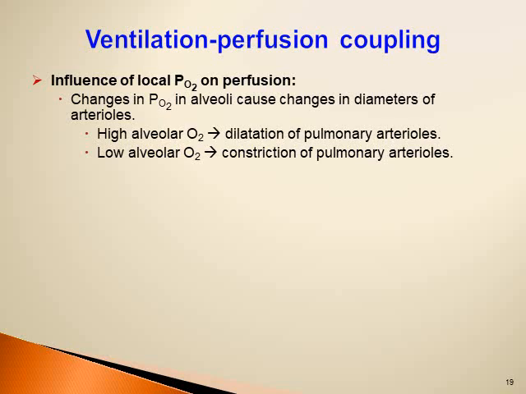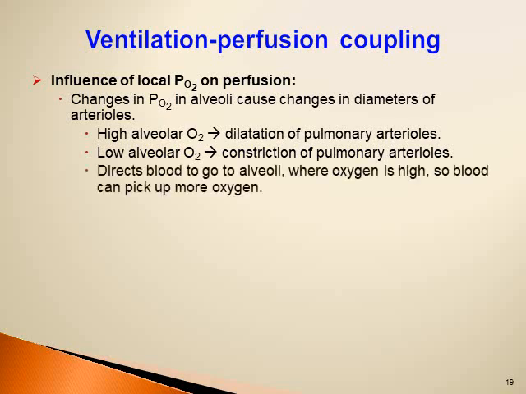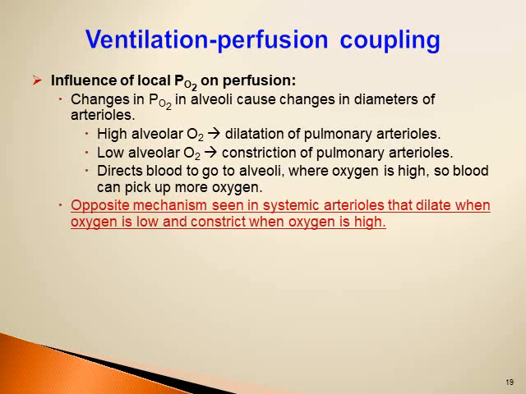So alveoli with poor ventilation that contain low oxygen will receive less blood flow, and the blood flow will be diverted to better ventilated alveoli. This directs blood to go to alveoli where oxygen is high, so blood can pick up more oxygen. So it will make the process of external respiration more efficient. Opposite mechanisms are seen in systemic arterioles that dilate when oxygen is low and constrict when oxygen is high.